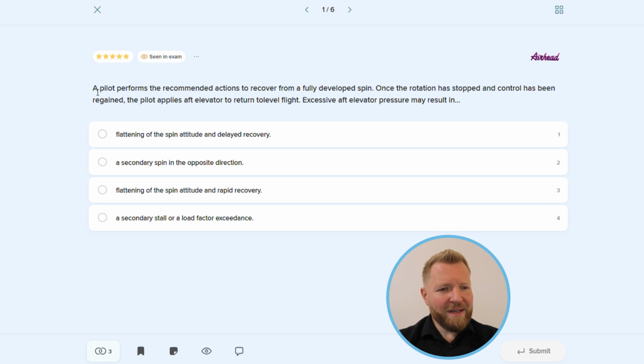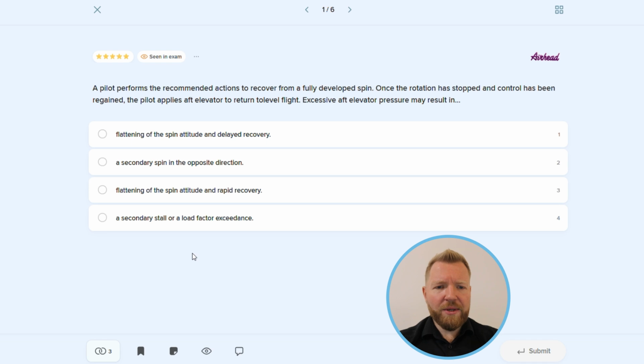A pilot performs the recommended actions to recover from a fully developed spin. Once the rotation has stopped and control has been regained, the pilot applies aft elevator to return to level flight. Excessive aft elevator pressure may result in: flattening of the spin attitude and delayed recovery, a secondary spin in the opposite direction, flattening of the spin attitude and rapid recovery, and the last one, a secondary stall or a load factor accident.